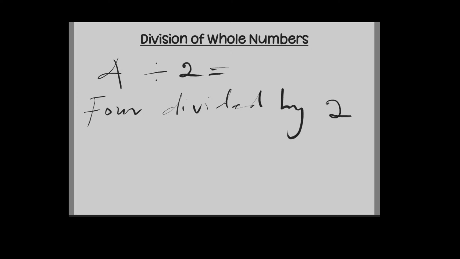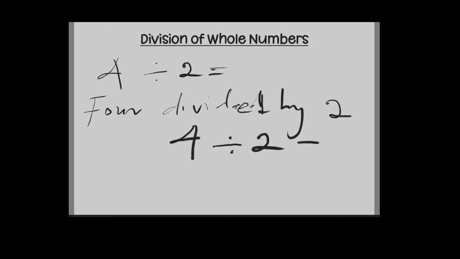Say you have 4 divided by 2. How do you write this? I'm going to write it in English: 4 divided by 2. So that's how we write it in English. And that means we write 4, divided by, which is the sign, 2.